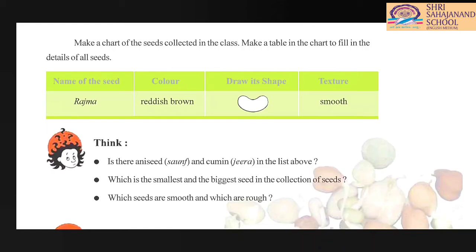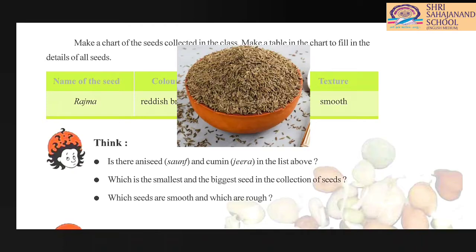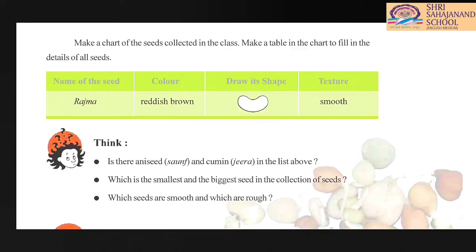Okay, based on this you have some questions, like: is there any seed that is something we eat? In English it is known as aniseed, cumin, that is jeera, in the list above. So if you have collected 3 to 5 seeds, in those particular seeds, do you find jeera? If yes, you can write yes. If you find no, then no.